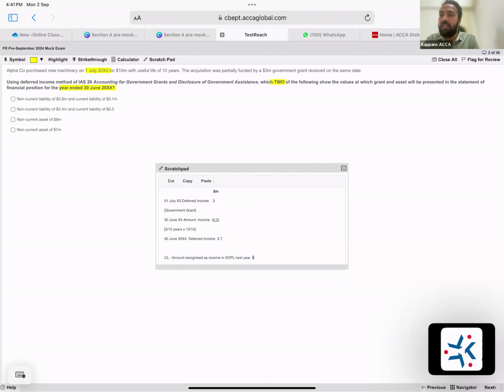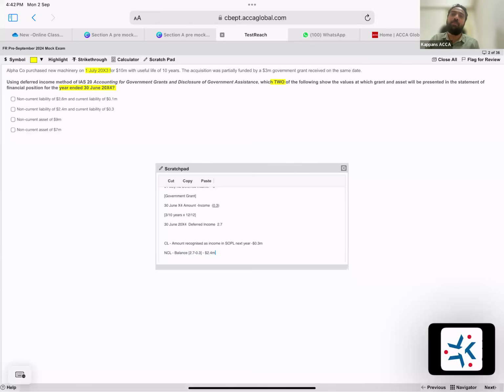So the current liability is equal to 0.3 million. And the balance will be non-current liability. So out of 2.7 million total deferred income liability, 0.3 million is current liability. So the balance 2.4 million will be the non-current liability. So one of the answers is option B, non-current liability of 2.4 million and current liability of 0.3 million. But the question is asking which two of the following show the values. So there are two. So there is one more answer.